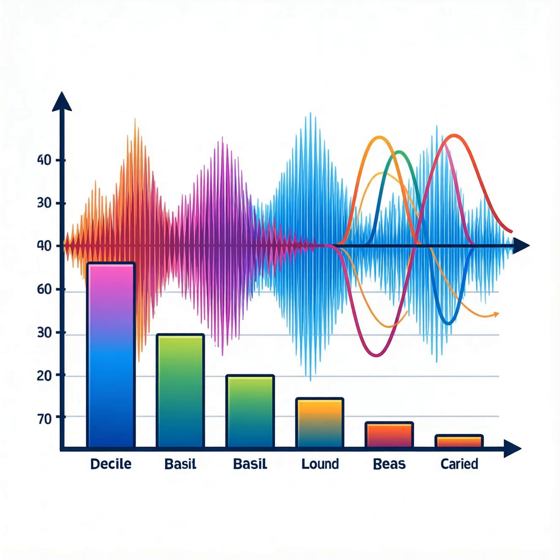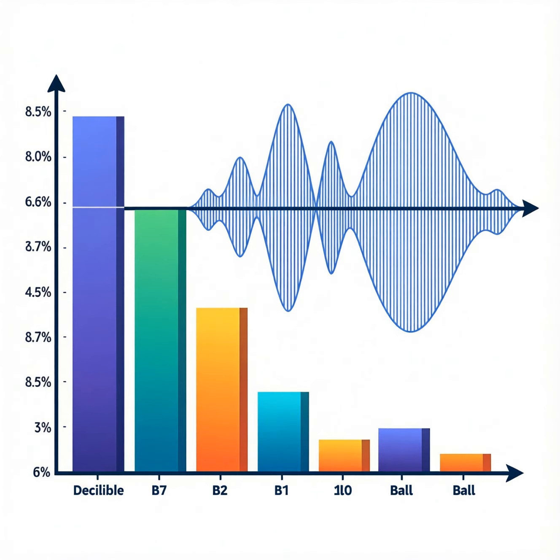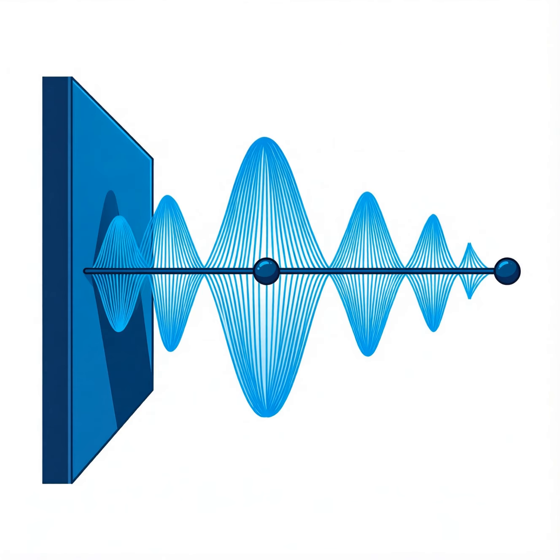A single pulse travels along the taut string toward the left-hand boundary. At the fixed end, the wave inverts and returns to the right. The returning pulse meets the incoming one, creating a superposition of amplitudes. Where the peaks align, constructive interference amplifies the motion. Where troughs meet, destructive interference cancels it.